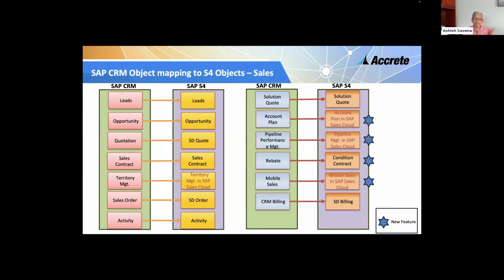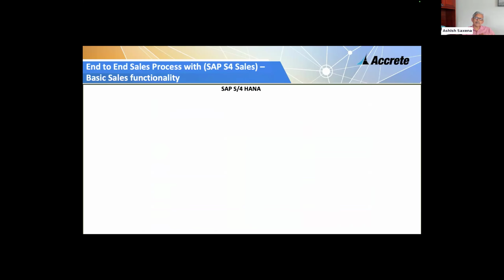So that's just a high-level object mapping between CRM and S4, and how things have been moved, what the new things are, what existing things have been migrated, and what functionality you can leverage in S4. Now I'm going to talk about 4 options on how you can implement SAP S4 sales.